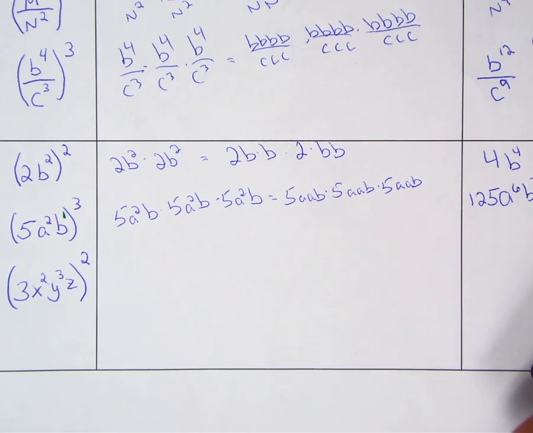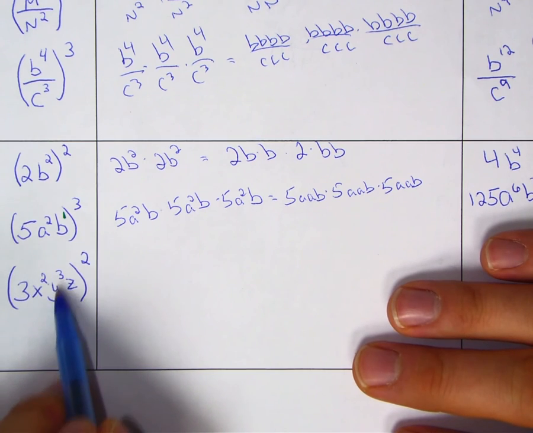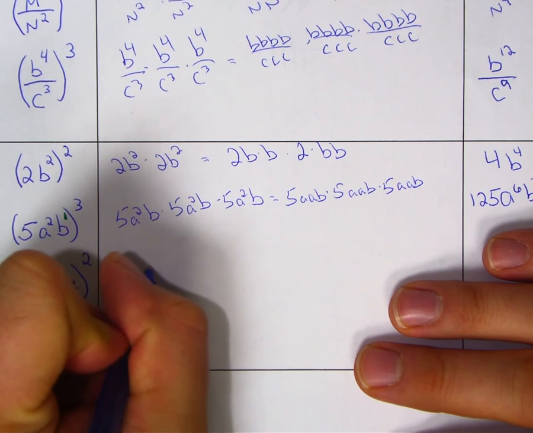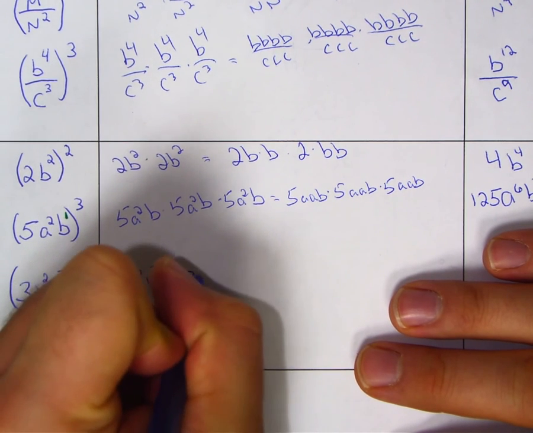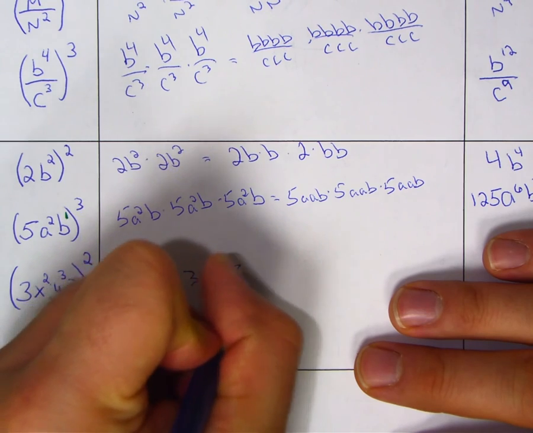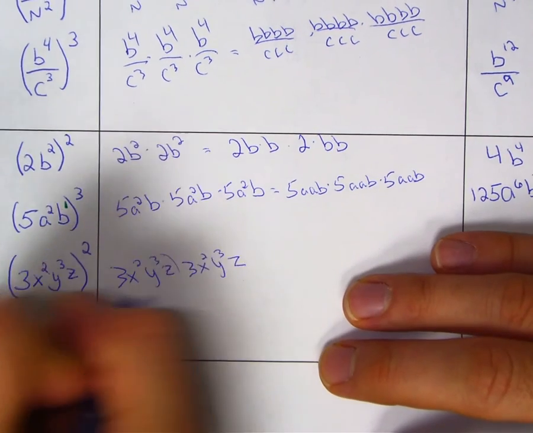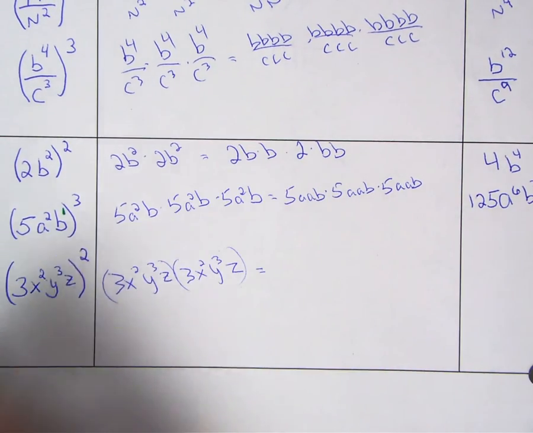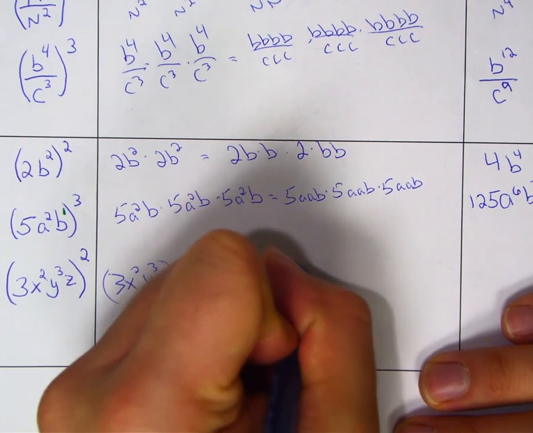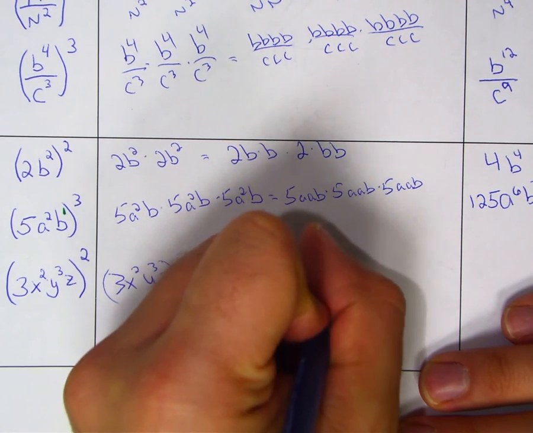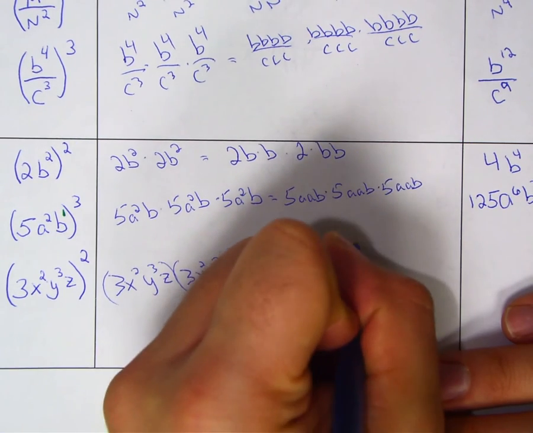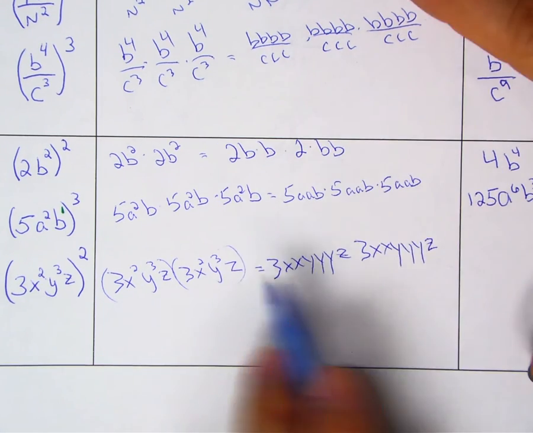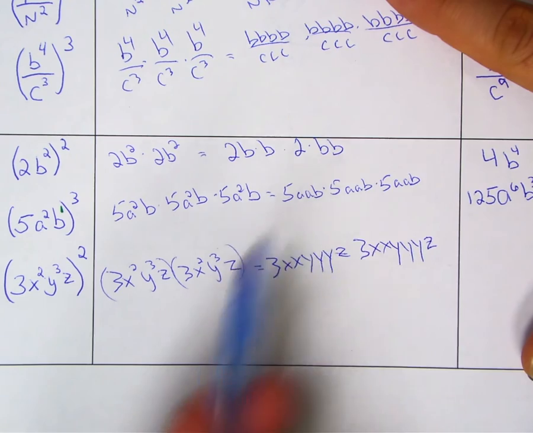All right, last one that we're going to do together real quick is 3x squared y cubed z, all to the 2nd power. So I'm going to write that out. So 3x squared y cubed z, and then that's 3x squared y cubed z. All right, so we've only got 2 of them. I can put them in parentheses, or I can just put a dot between them so I can see that I've got the 2 there. And now I'm going to write them out in expanded form. So I've got 3, x, x, y, y, y, z. And then I've got 3, x, x, y, y, y, z. All right? And then I can just simplify it. 3 times 3 is 9.